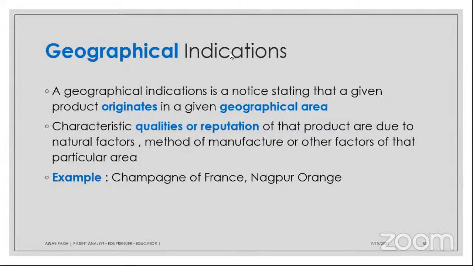If we talk about GI, basically it is a tag, a notice stating that a given product originates in a given geographical area, or the product is manufactured in a given geographical area. Now, this tag is given to the product for three things. One is quality, second is characteristics, third is reputation. These features cannot be found if the same product is grown somewhere else. If someone says mango, you cannot get the same quality somewhere else, right?